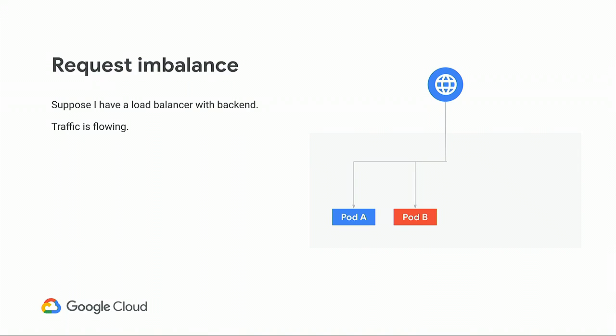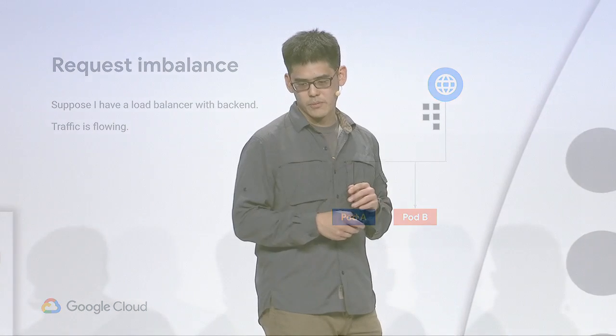So one concern that you have when you scale your backends to thousands is that of load balance. In the ideal case, you want your request traffic to be evenly distributed across your backends. Here's a situation that has come up a few times that we've seen: suppose I have a load balancer with two backends, and traffic is flowing.